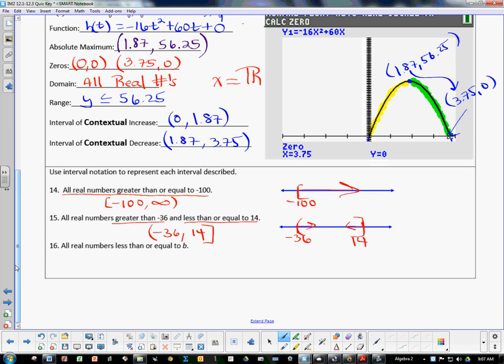Next one, all real numbers less than or equal to b. If it helps, draw a number line. If this were b, right there, less than or equal to it. So we're going to be less than or equal to, bracket, and all the way to the left. Okay, this is interesting. What do I start with? Always low to high, so negative infinity with a parenthesis all the way out to b, bracket.